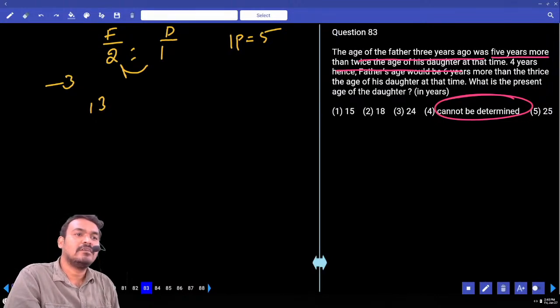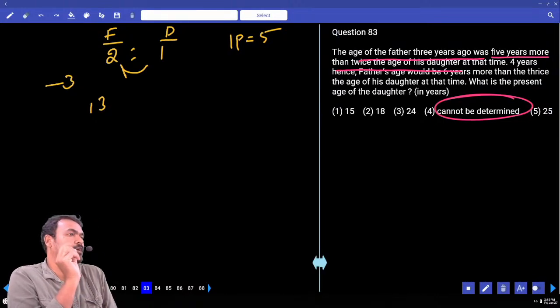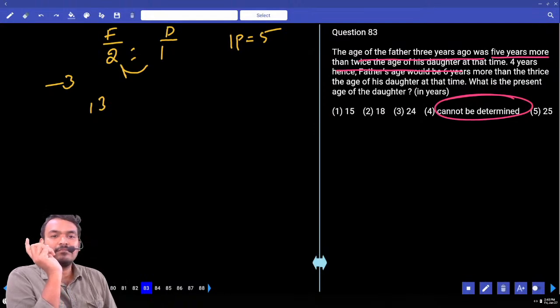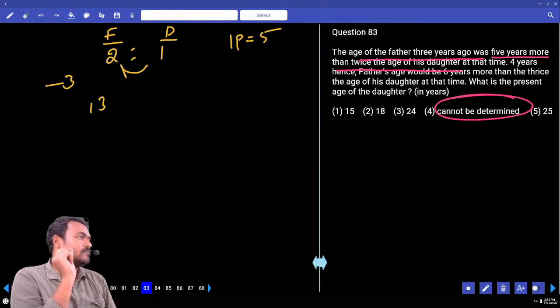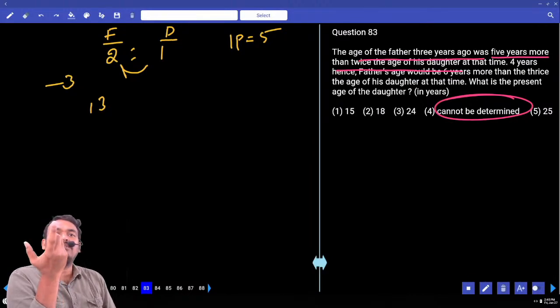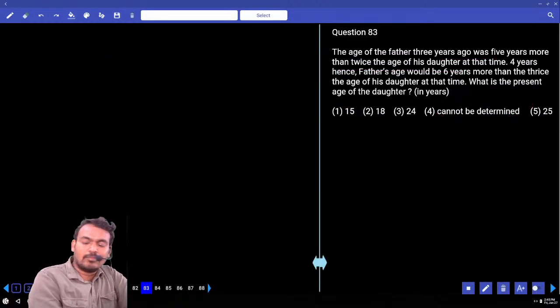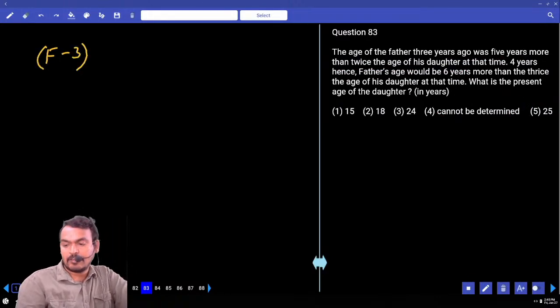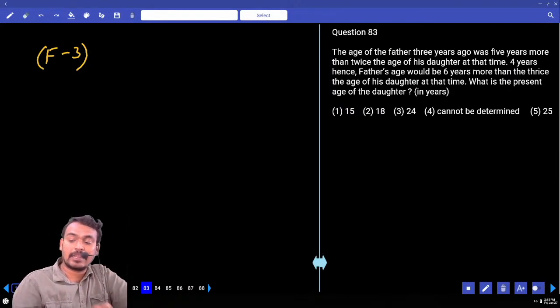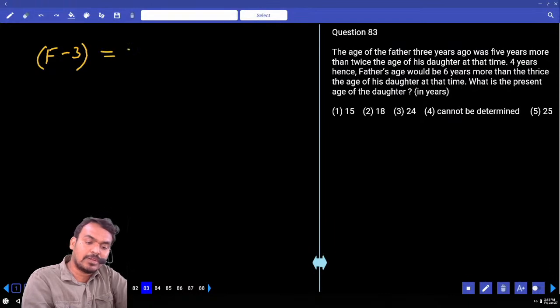Cannot be determined. If we solve the 2 equations, we get negative values. Father and daughter ages are always positive values or negative values? Positive values, right? Look at it with clarity. Father, how many years ago? 3 years ago. F minus 3 or F plus 3? F minus 3. 5 years more than which one? Twice the age of his daughter at that time, right? Twice means we write 2 times D minus 3.